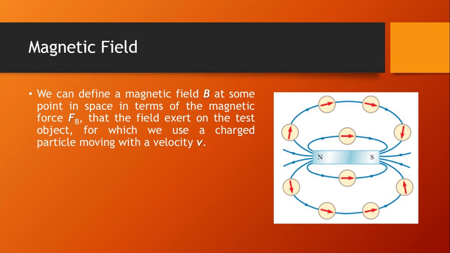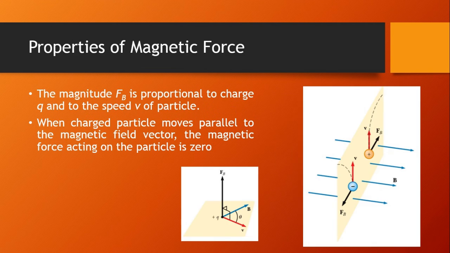We can define a magnetic field B at some point in space in terms of the magnetic force F sub B that the field exerts on the test object, for which we use a charged particle moving with velocity v. The magnitude F_B is proportional to charge q and the speed v of the particle. When a charged particle moves parallel to the magnetic field vector, the magnetic force acting on the particle is zero.